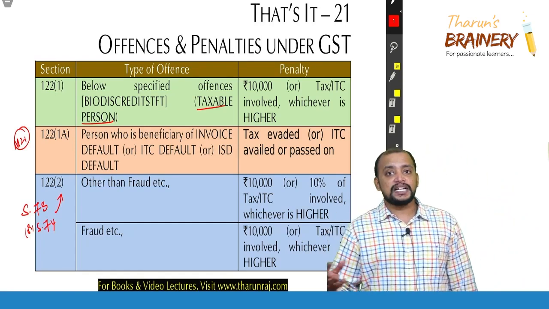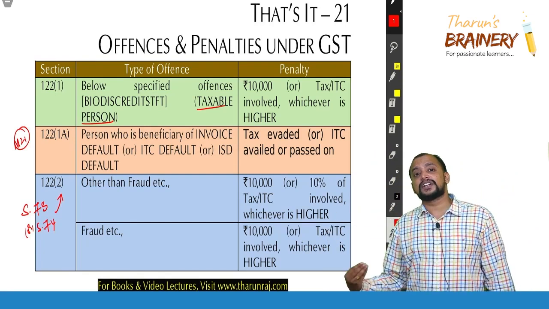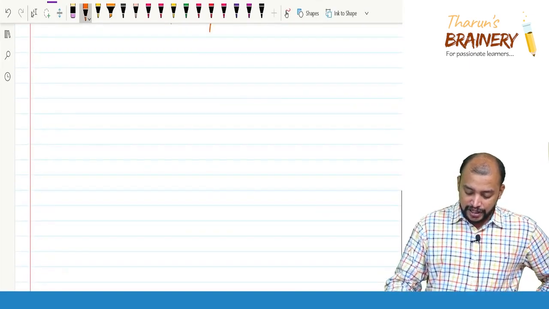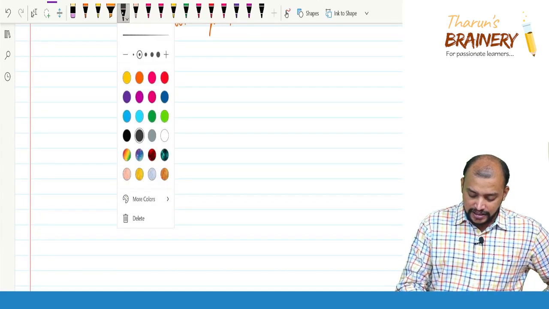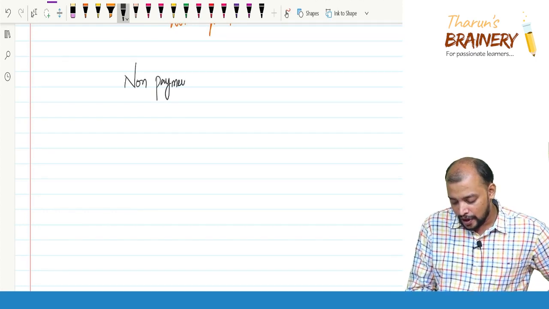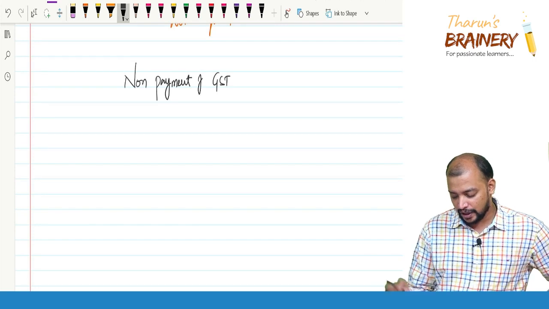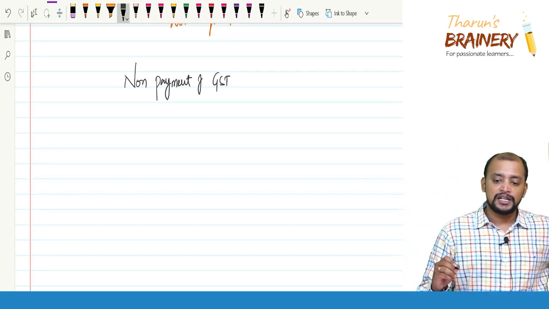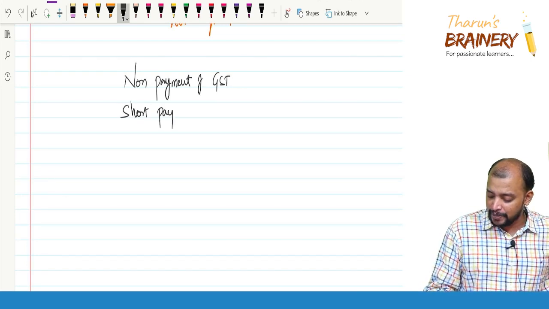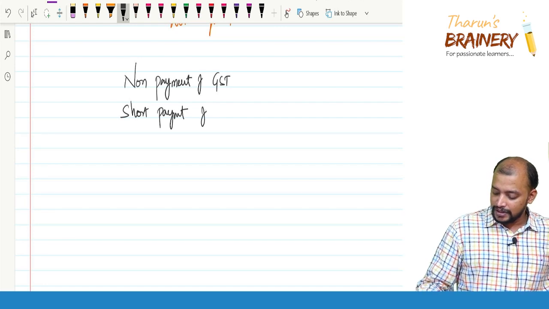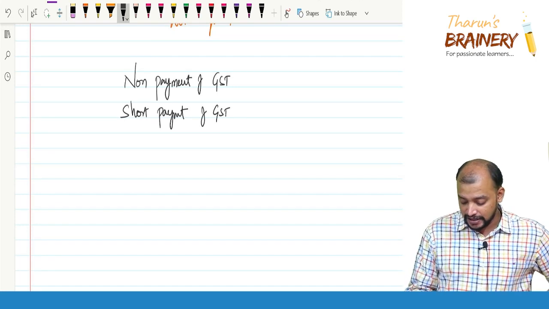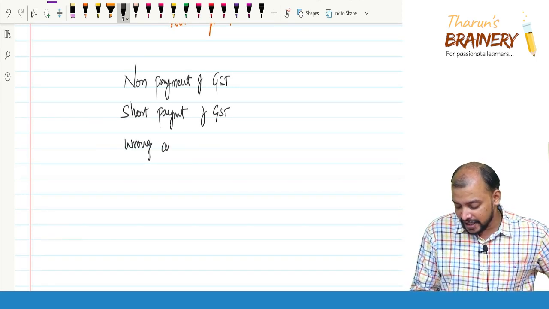And what will be the penalty? It depends. When 73, 74 applicable, we need to know. So there are totally 5 cases. That is non-payment of GST. Non-payment of GST means you are required to pay GST but you did not pay. Short payment of GST means you paid less than what you were required to pay. Wrong availment of ITC.